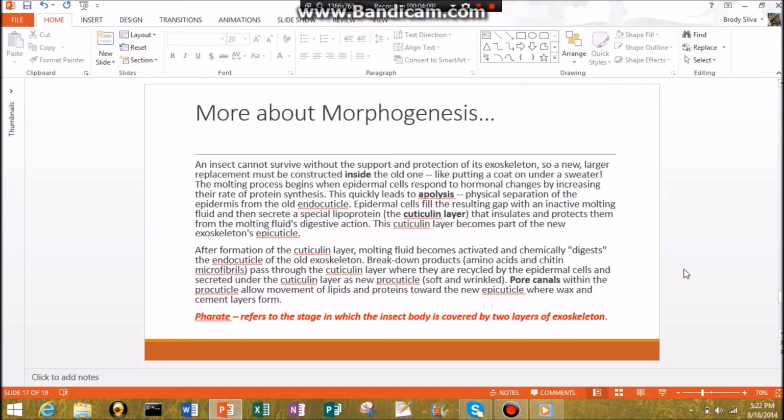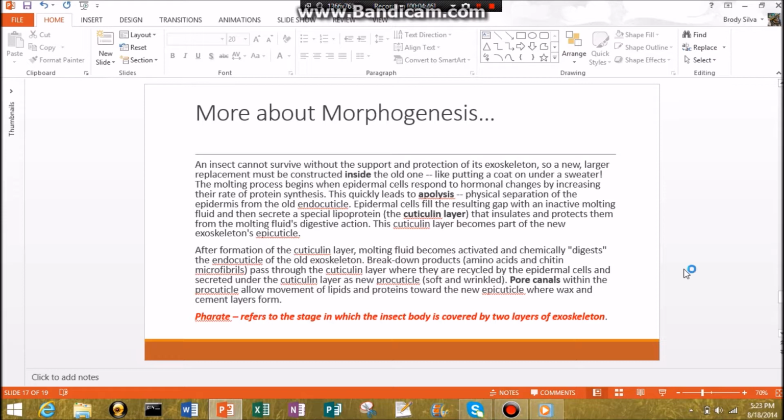Morphogenesis. An insect cannot survive without the support and protection of its exoskeleton. So a new, larger replacement must be constructed inside the old one, like putting on a coat under a sweater. It's even harder to take one off. The molting process begins when epidermal cells respond to hormonal changes by increasing the rate of protein synthesis. They're making proteins to harden and keep the exoskeleton healthy. This leads to apolysis, which is a very important process: the physical separation of the epidermis from the old endocuticle.